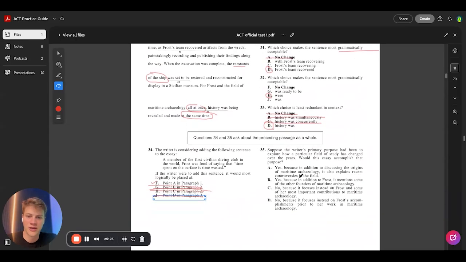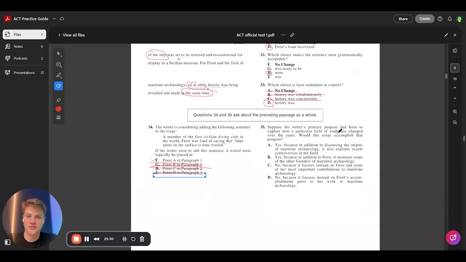So it's F. Suppose the writer's primary purpose had been to explore how a particular field of study has changed over the years. Would this essay accomplish this purpose? Pay attention to this question. It's the last question we're going to do, but it's a great example of how you need to answer these reading comprehension questions that have yes and no in them.